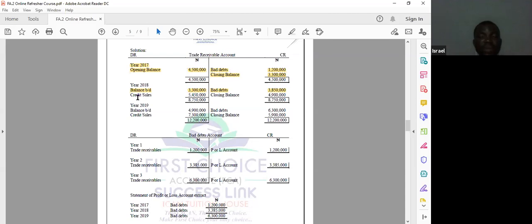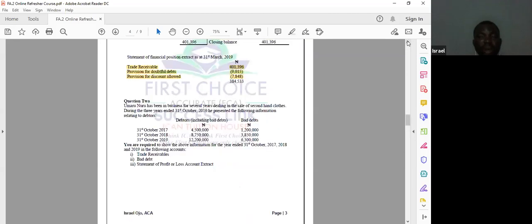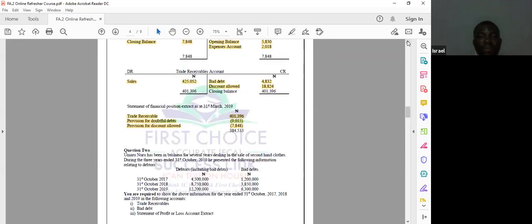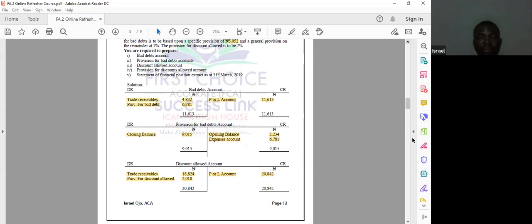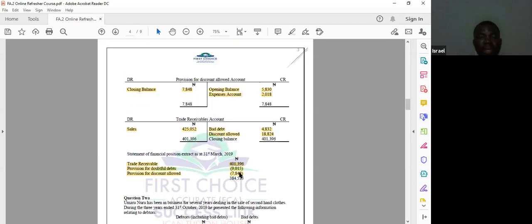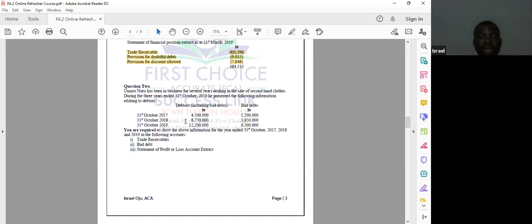Then the credit sales. They give us any credit sales for the year. Let's look at the credit sales for the year. Any credit sales for the year? Let's look at that. Now they told us the debtors.